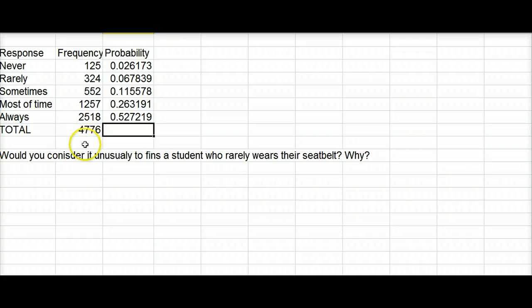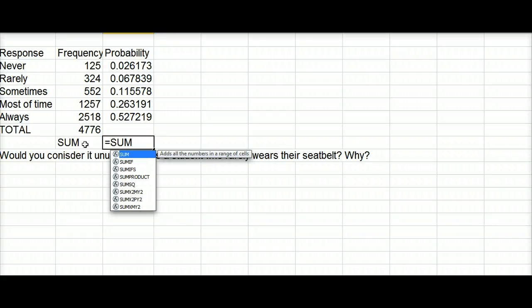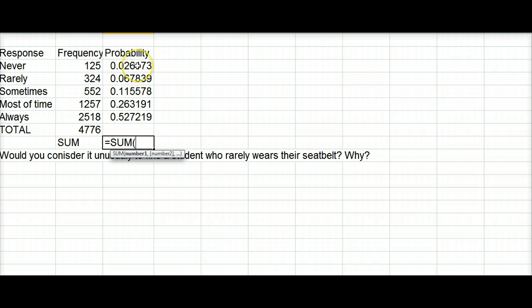Now let's say you want to get really fancy and check your work. We remember that probability distributions must add up to 1. So we can check this by typing the equal sign, SUM, open parentheses, and then clicking and holding while I drag over all of my probabilities. So I'm just doing a left click and a hold. Then I'm going to close my parentheses and hit enter. Oh look, it sums to 1. This is good news because I want them to sum to 1.